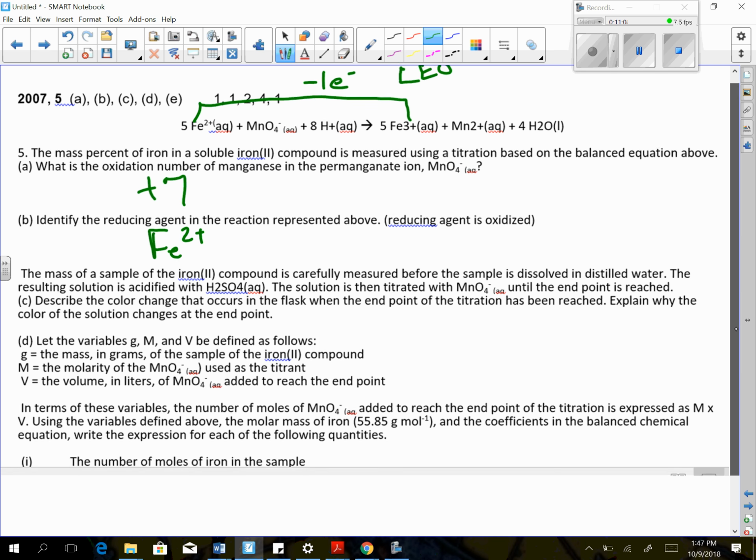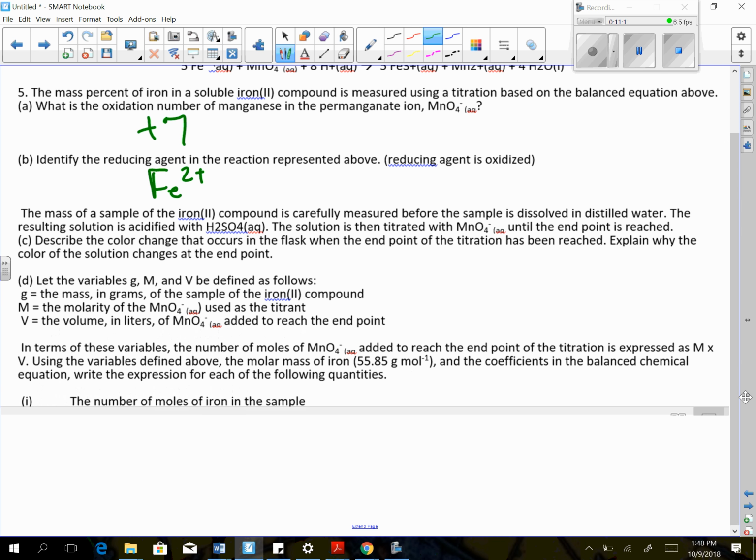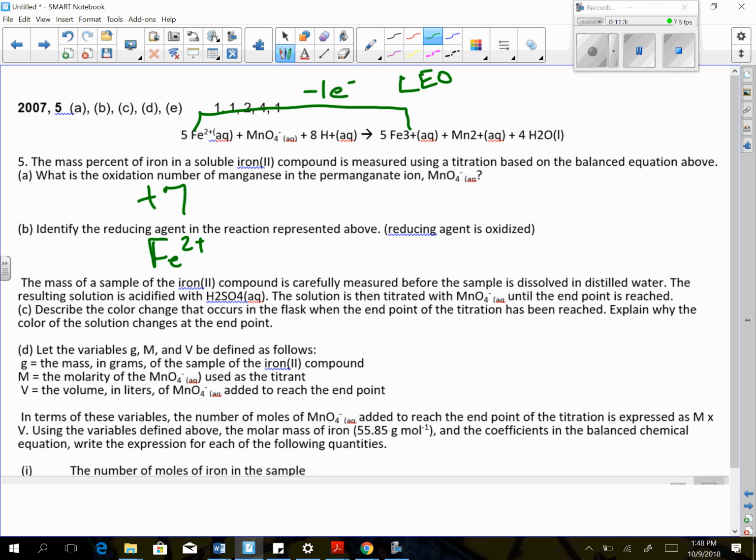So the next part of this is a little bit wordy. And let's look at this. It says we have that sample of iron 2, and it's measured, and it's dissolved in water. It's acidified, and so it will react. And so this solution is then titrated with the permanganate until the end point. And at the end point, that means that all of this is used up.